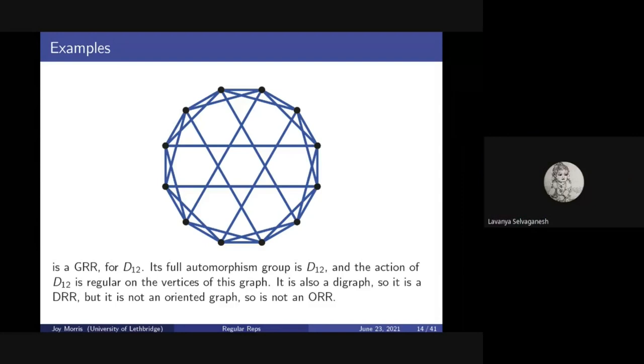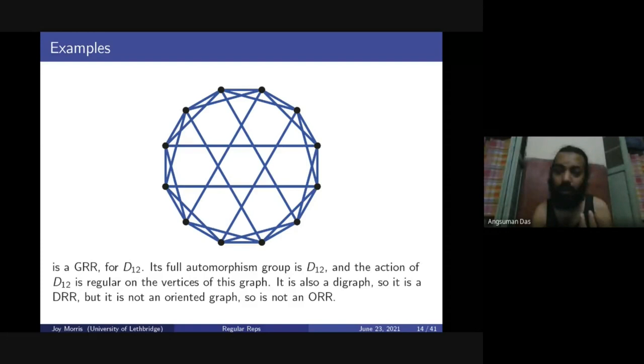I have one question. We know that if we have a Cayley graph, then it always admits a sharply transitive subgroup. But instead of having a subgroup, if we have a subset, then can we say something about that graph?